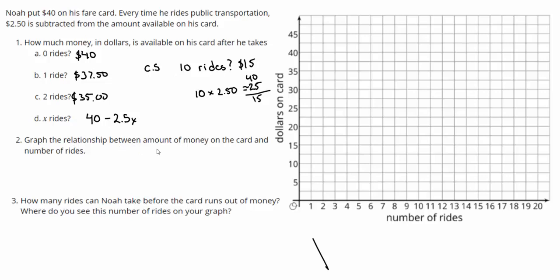Part number 2 says graph the relationship between the amount of money on the card and number of rides. So I'm just going to take these points and I'm going to graph them. So at 0 rides, he is at $40. 1 ride, he's at $37.50. Where is that? That's somewhere in here. I'm just going to go down to 2 rides and go to 35. 2 rides at 35. I know 10 rides is at 15. 10 rides is at $15.